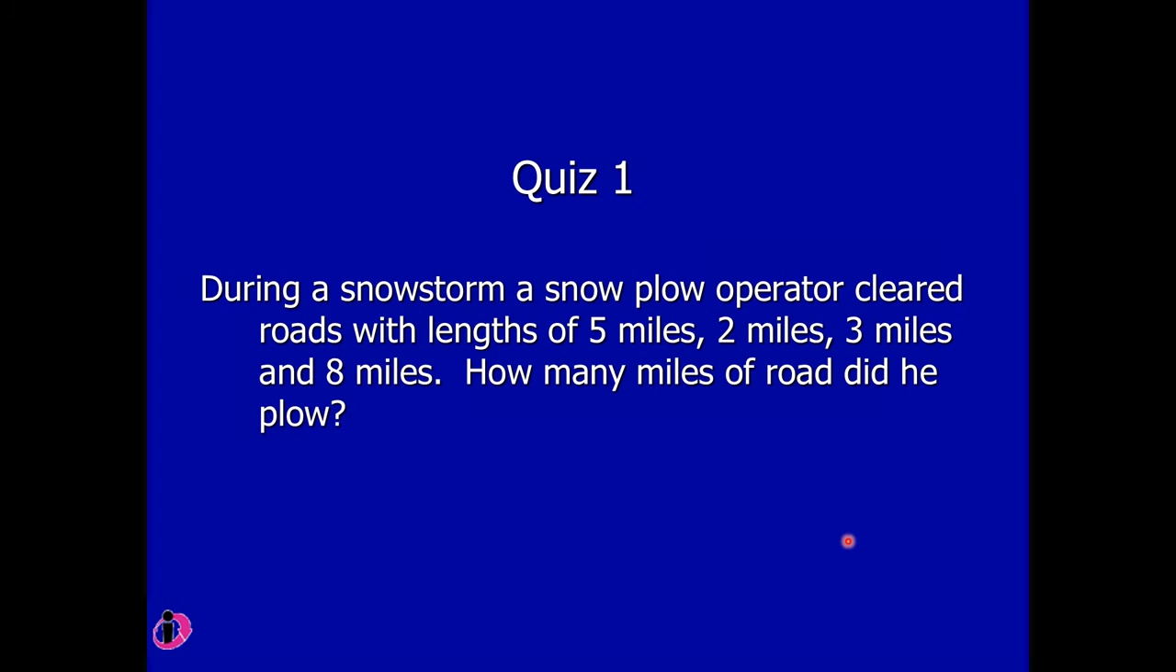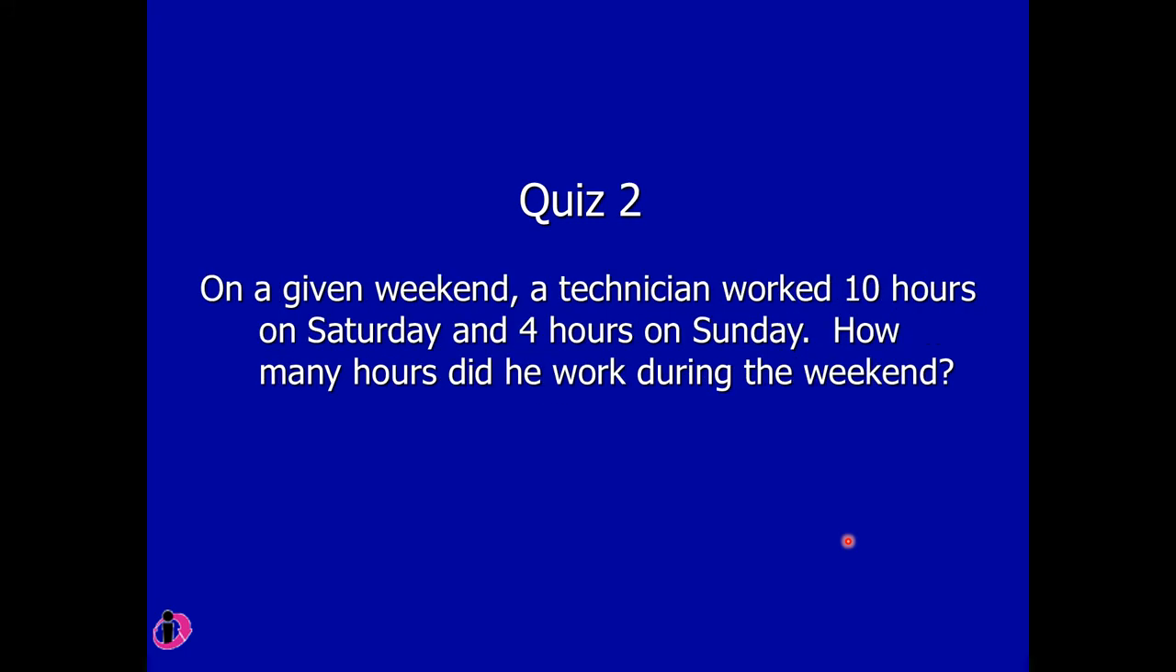Okay, so this is probably a very easy problem, right? During a snowstorm, we need a snowplow operator to clear the road with the lengths of 5 miles, 2 miles, 3 miles, and 8 miles. So how many miles do we have? We just add the total. How many miles? It's just 18 miles. We just add 5 plus 2 plus 3 plus 8. That's 18 miles.